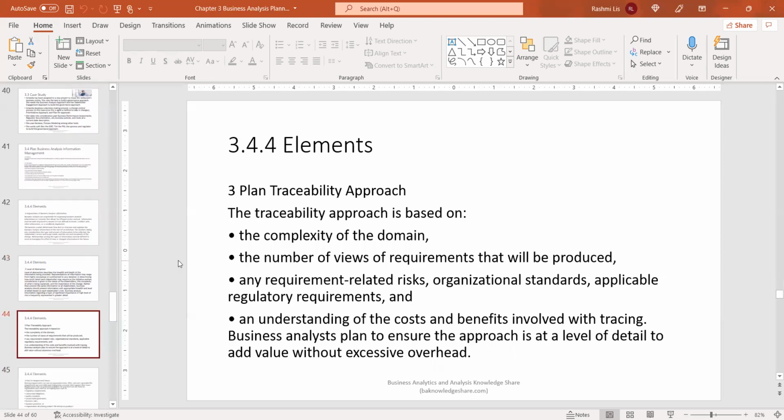Now, the third is the plan traceability approach. The traceability approach is based on the complexity of the domain, the number of views of requirements that will be produced, any requirement-related risks, organizational standards, applicable regulatory requirements, and an understanding of costs and benefits involved with tracing. Business analysts plan to ensure the approach is at a level of detail to add value without excessive overhead.